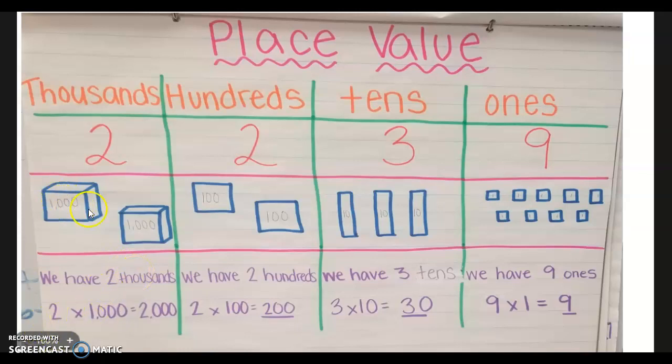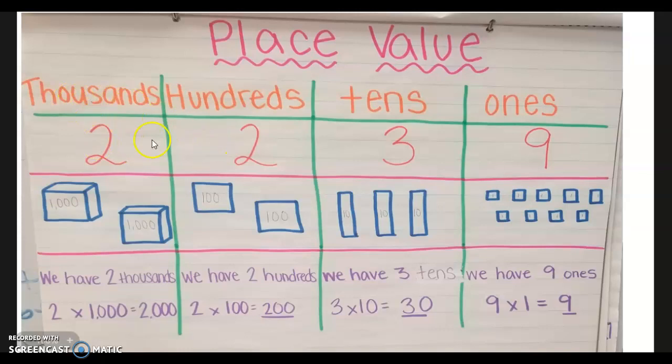2 times 1,000. This block represents 1,000. This one represents 1,000. When we put those together, it equals 2,000. So this 2 right here does not just represent 2 little ones cubes. It represents 2 1,000 cubes because it's in the thousands place.